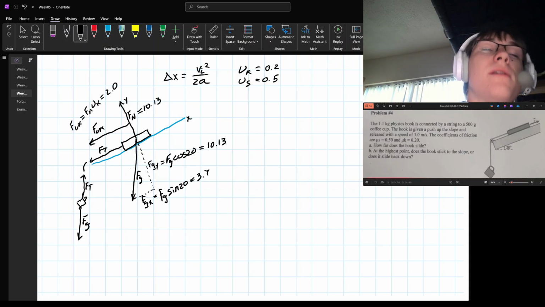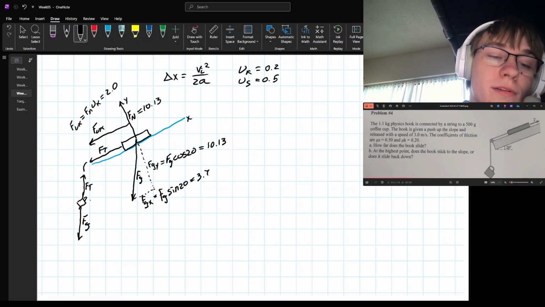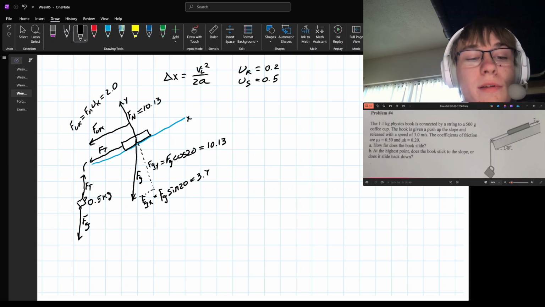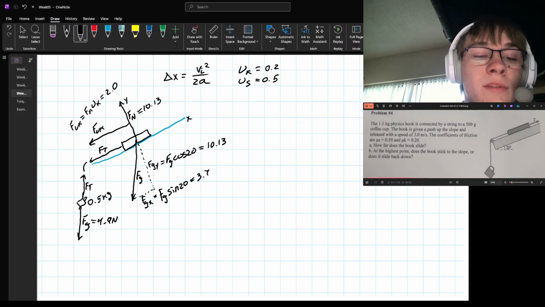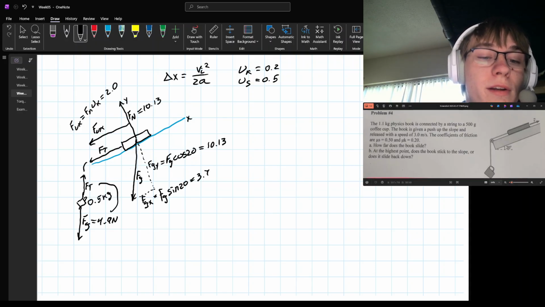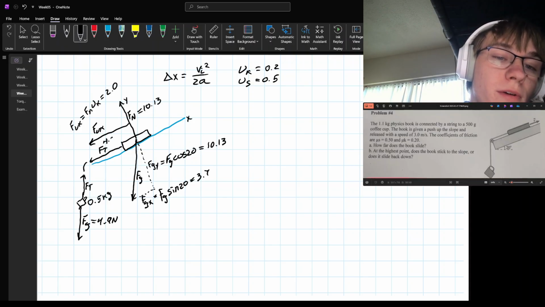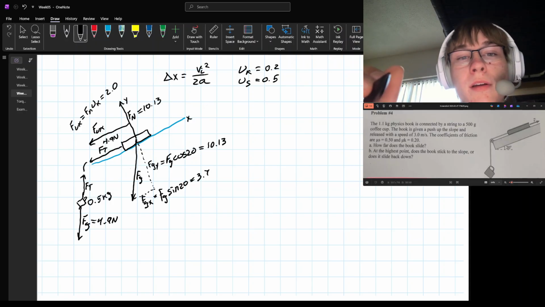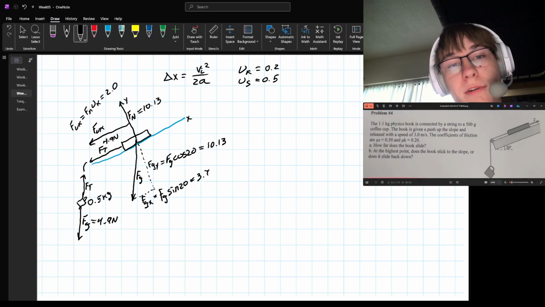Force tension now. The coffee cup is 0.5 kilograms. So that times 9.8 gives us our force gravity, 4.9 newtons. Now that just gets translated straight up into tension. So force tension here, 4.9 newtons. So those are all the important forces.